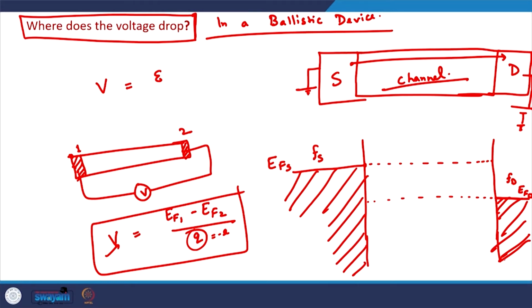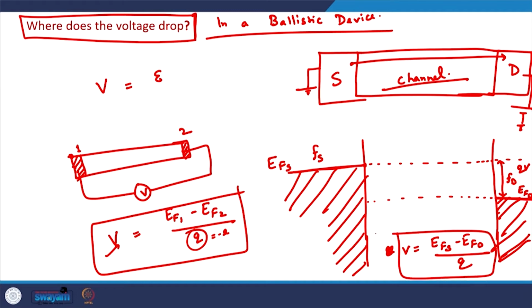Okay. So, we see that the Fermi level on the left side is here, the Fermi level on the right side is here. So, the voltage that will be measured will be Q times V, or this V is EFS minus EFD divided by the charge of the electron. So, that is the total voltage difference in this device, and that is also equal to the voltage of the battery that is connected to the drain terminal.